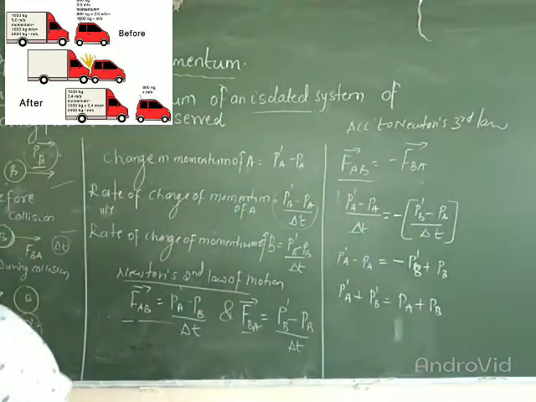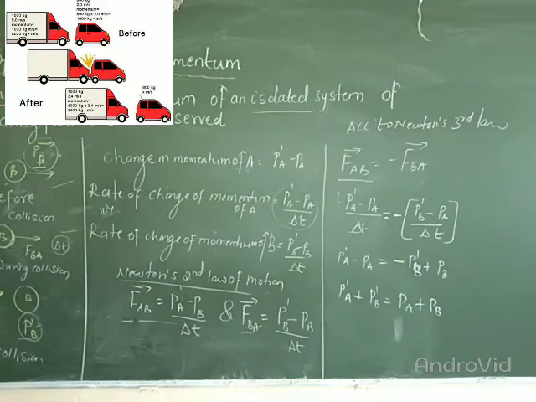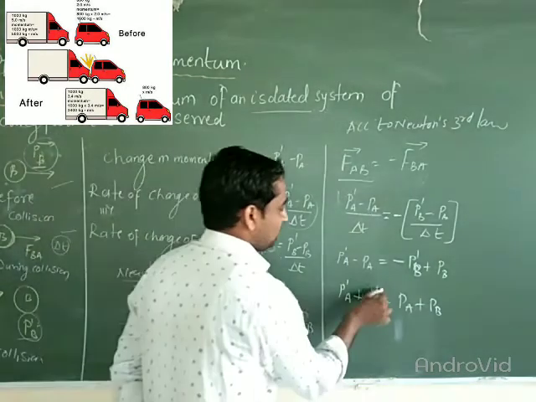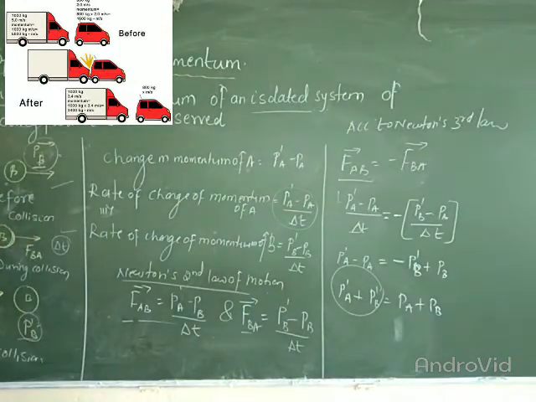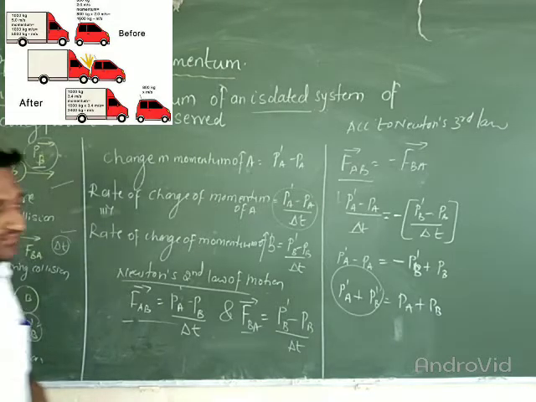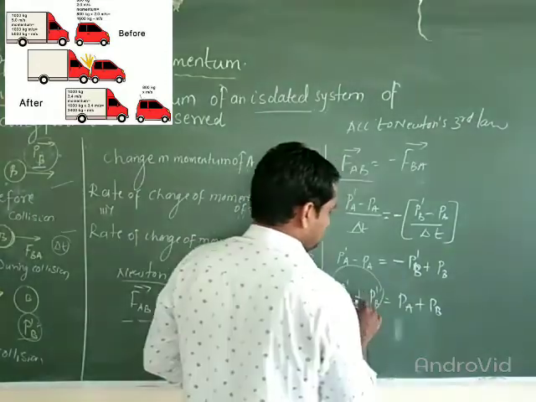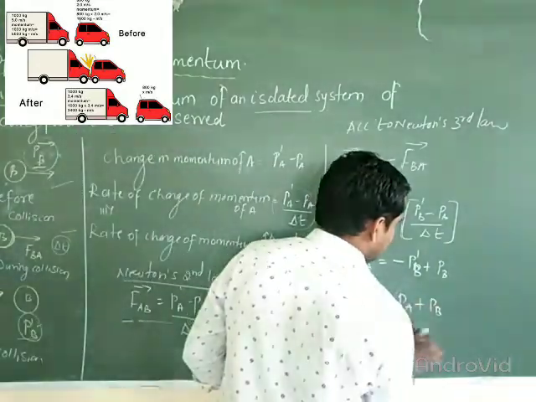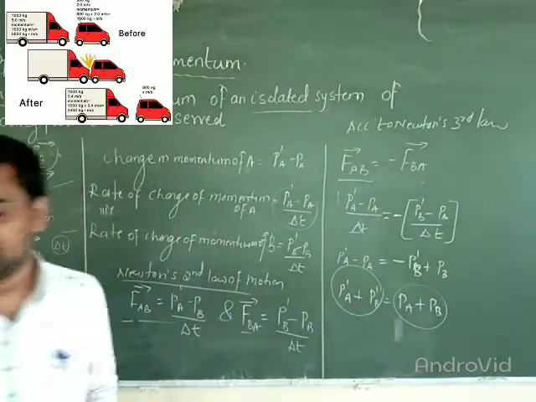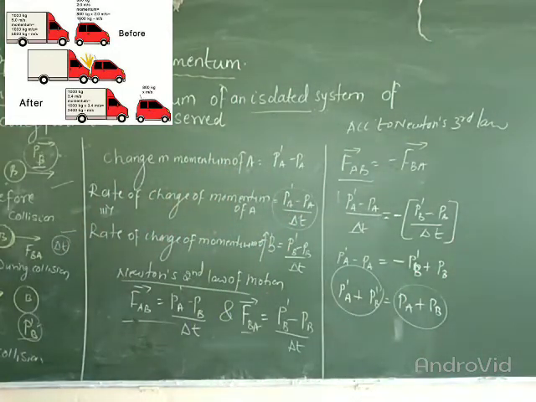So from this, what can we write here? The total momentum after the collision. So after the collision, what is the total momentum? Adding the two bodies, the total of the bodies involved in the system, that is P dash A and P dash B. This is the total momentum after the collision. And PA plus PB is the total momentum before the collision.